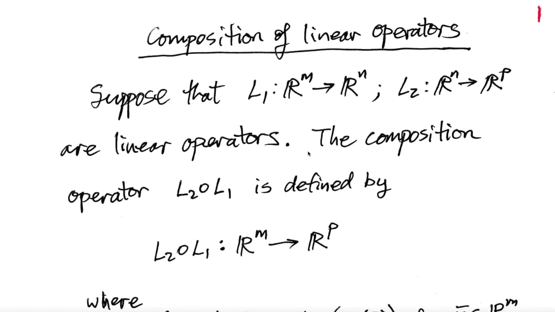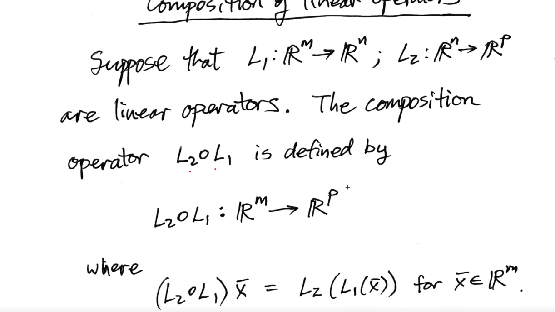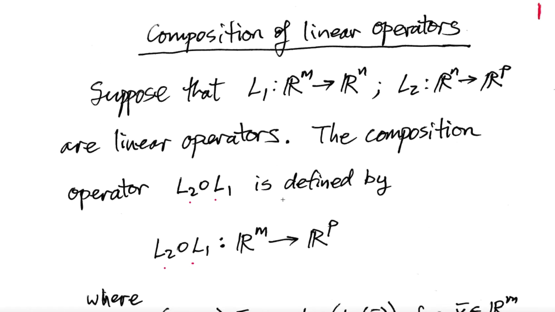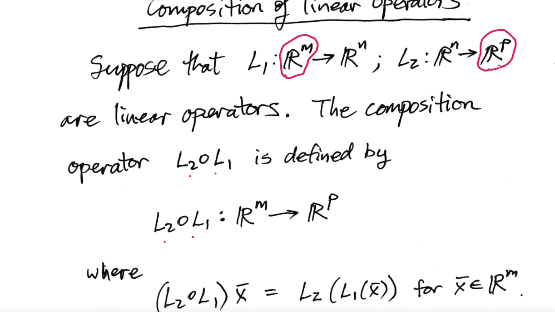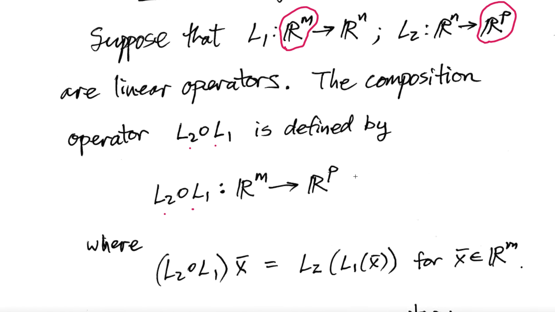Now the composition operator, L2 composed with L1, is defined in the following way. First of all, we know that L2 composed with L1 is going to map R^m, the original domain, into the final codomain here. The range itself is ultimately a subset, maybe a proper subset, maybe not, of the codomain, that's R^p. So you see the mapping is going to go like this.